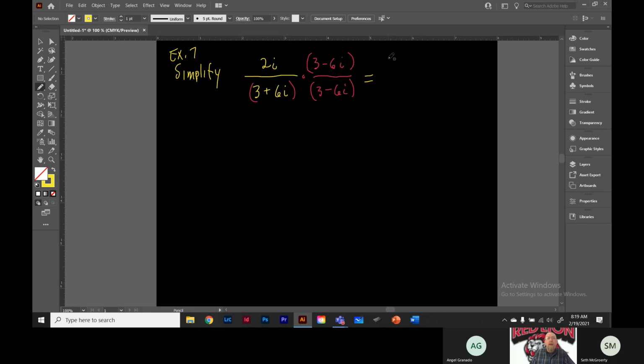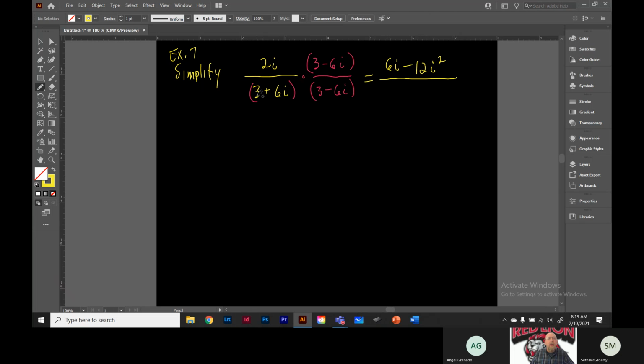So 2i times 3 is 6i minus 2i times 6i. So 2 times 6 is 12. i times i is i squared. You may be able to do that in your head. That's fine if you can. I'm going to write it out just because I'm teaching it for the first time.